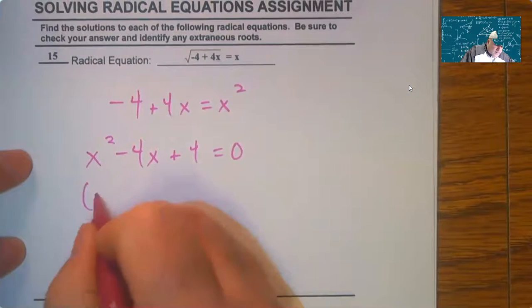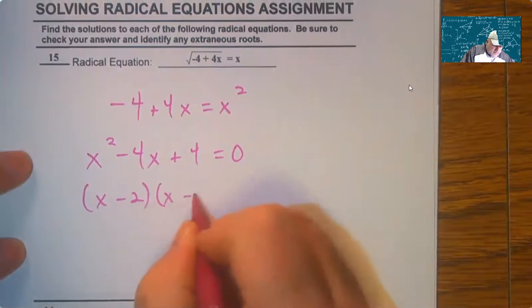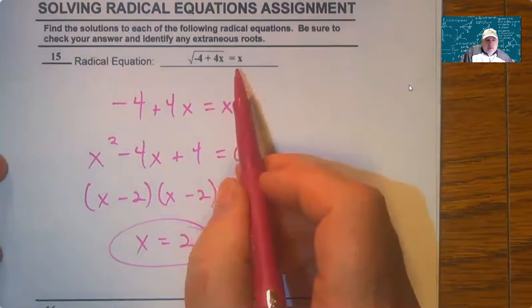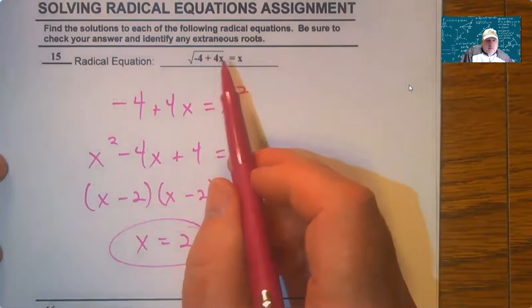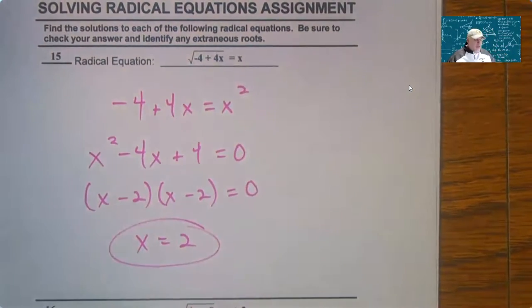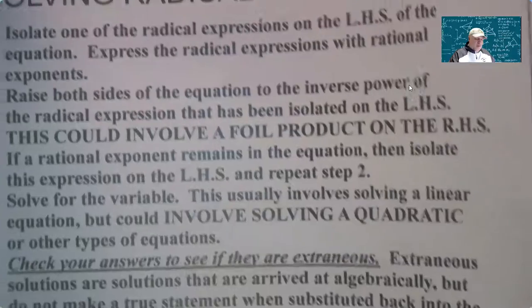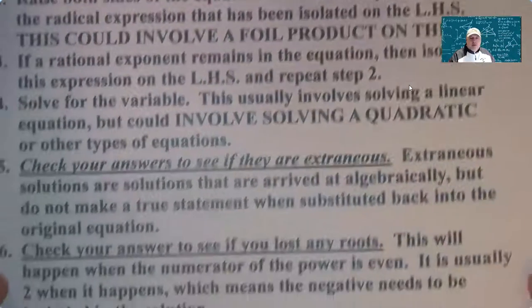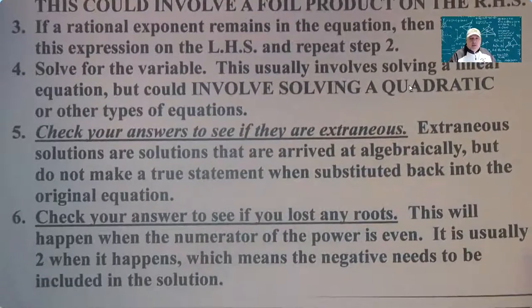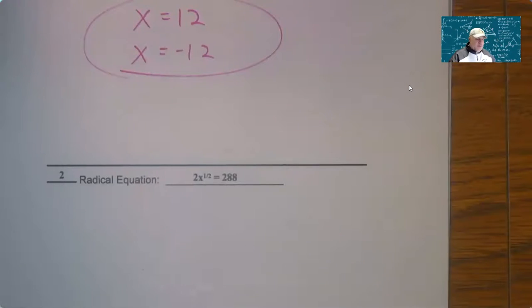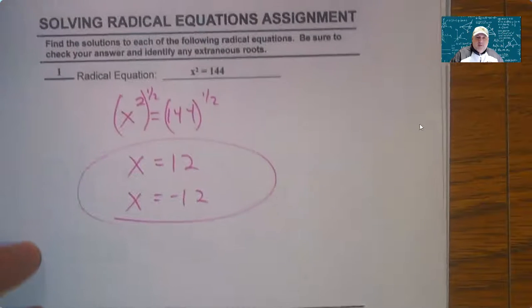So if you factor it like this, meaning x equals 2, that will work. So the square root of 4 is 2. Pretty simple to do. Raise each side to the inverse power. Don't forget to check for extraneous roots, or if you've lost any roots, that's only when the numerator of the power is even in the original problem that you're solving for. So that is the first assignment for quiz 8.